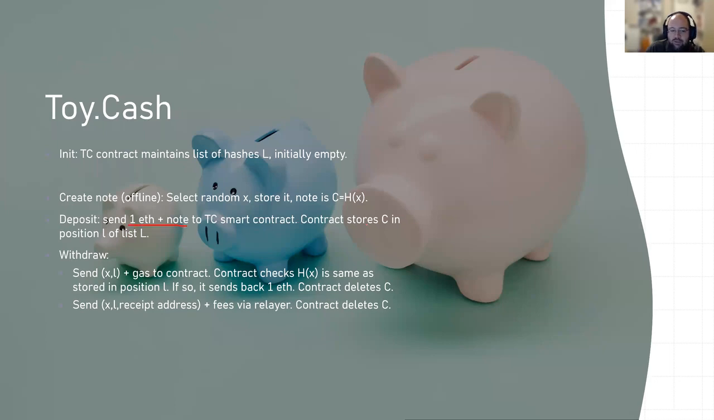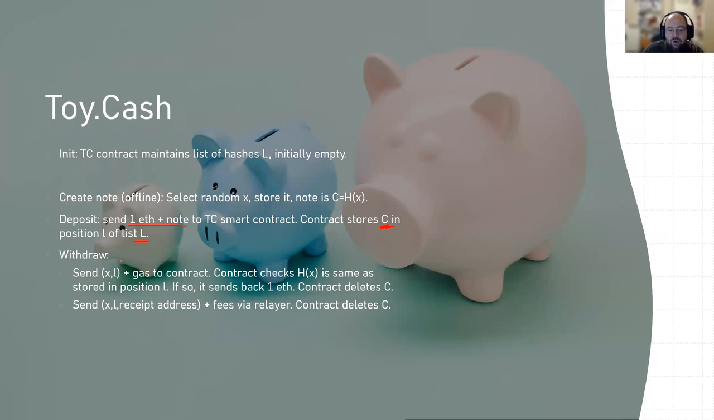The contract will happily take their one F, and it will store the note they provided into the list, into the first available position. And at least for this talk, we're only going to handle the case where the currency amount is fixed to one F. We're going to talk about variants of that later, but in the simple case, we're not trying to hide the amount of value. We're only hiding who pays whom.